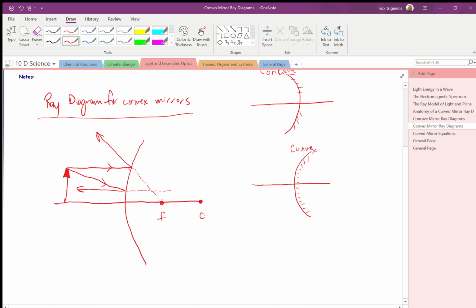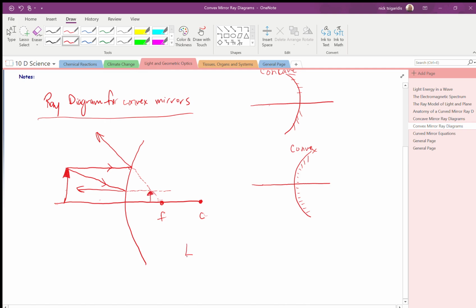Now, the two reflected lines, the first one that we drew up here and this one down here, will never run into each other. They're not going to hit each other. But our eyes are able to extrapolate where they would have come from. And so they actually would have joined behind the mirror somewhere around here.